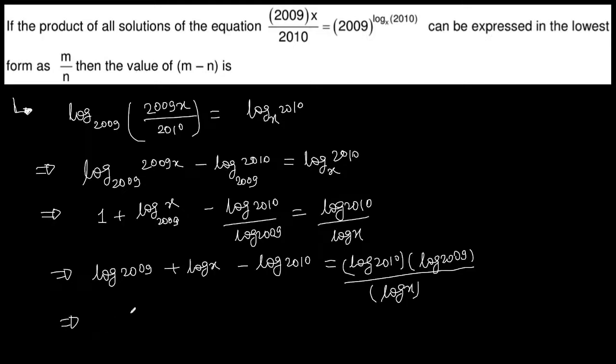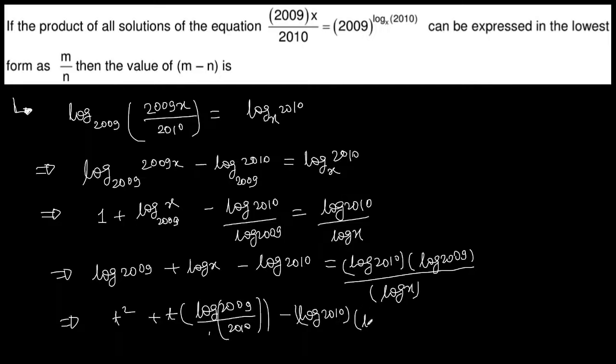Why don't we do it? So it will become log x whole squared. We will write it as t squared plus t into log 2009 upon, whole divided by 2010, and this is minus log 2010 log 2009 equal to 0.